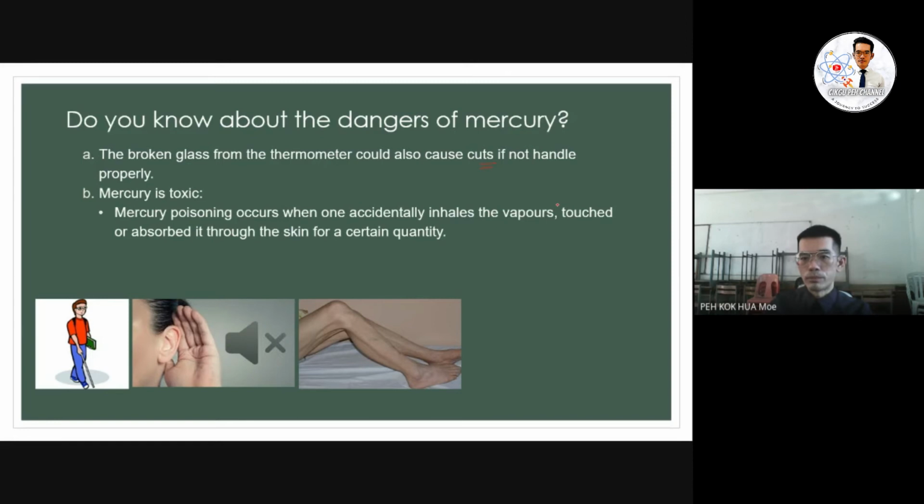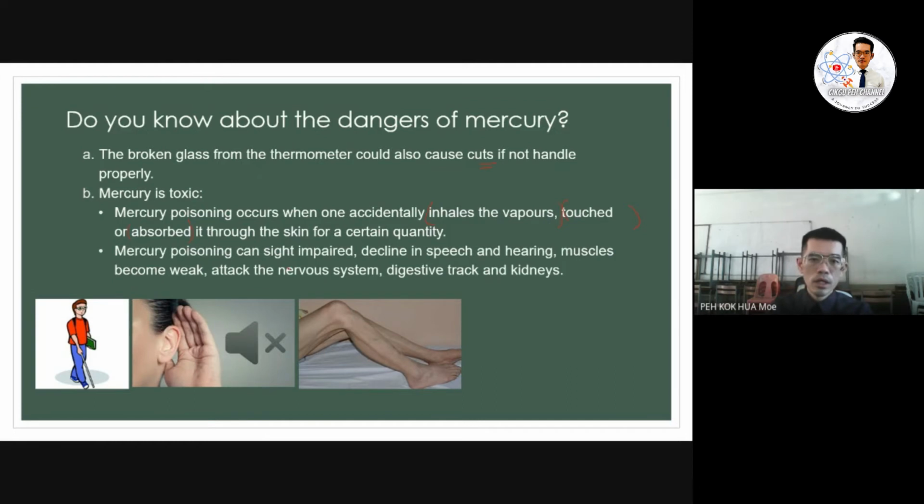So as mentioned just now, mercury is a volatile chemical which will be easily vaporized. Mercury poisoning may happen if you accidentally inhale the vapor, or touch it and it is absorbed through the skin. This is another way around. You are also able to get mercury poisoning by inhaling or directly touching the mercury.